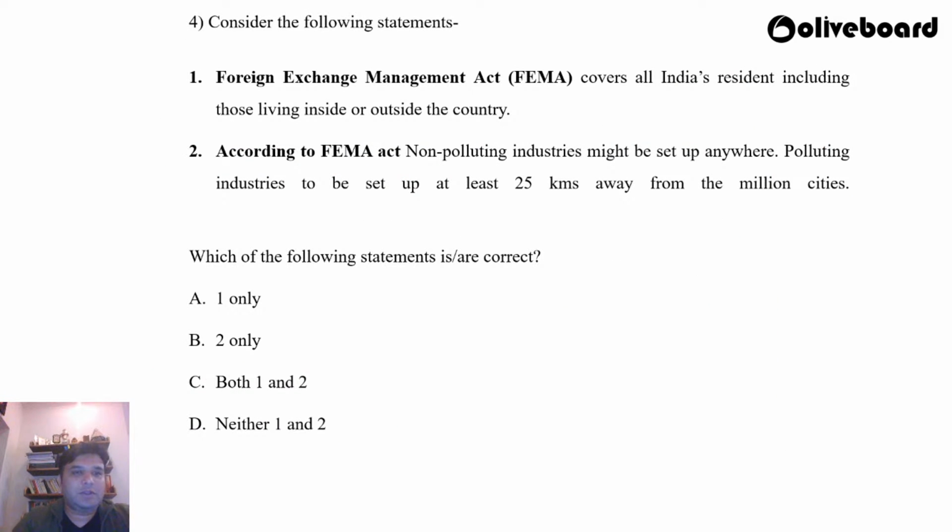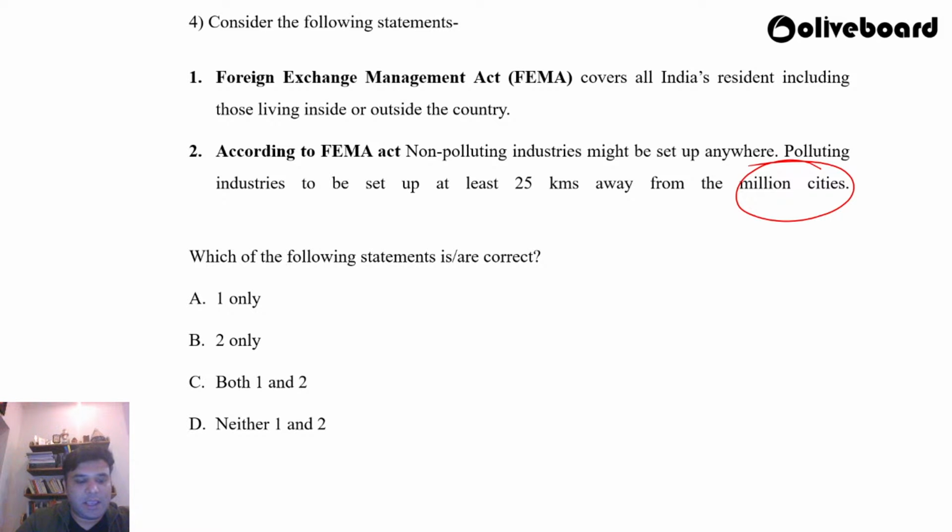Question number 4. Consider the following statements. The Foreign Exchange Management Act, that is FEMA, covers all India's residents including those living inside or outside the country. Statement number 2. According to FEMA Act, non-polluting industries might be set up anywhere. Polluting industries to be set up at least 25 kilometers away from the million cities. Million cities means cities having a population of 1 million. So which of the following statements is or are correct? A. 1 only. B. 2 only. C. Both 1 and 2. And D. Neither 1 nor 2. What do you think is the correct answer?